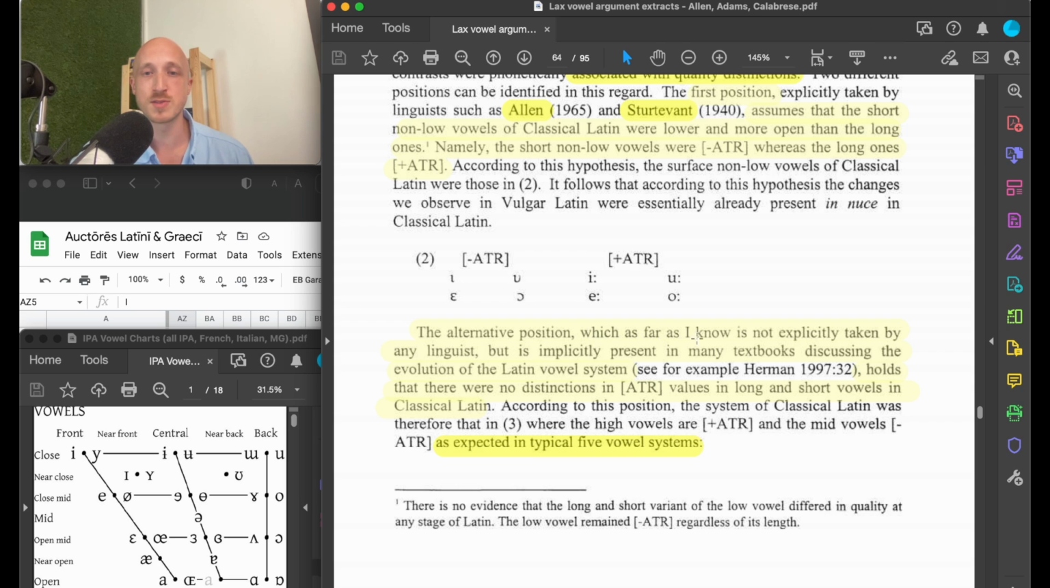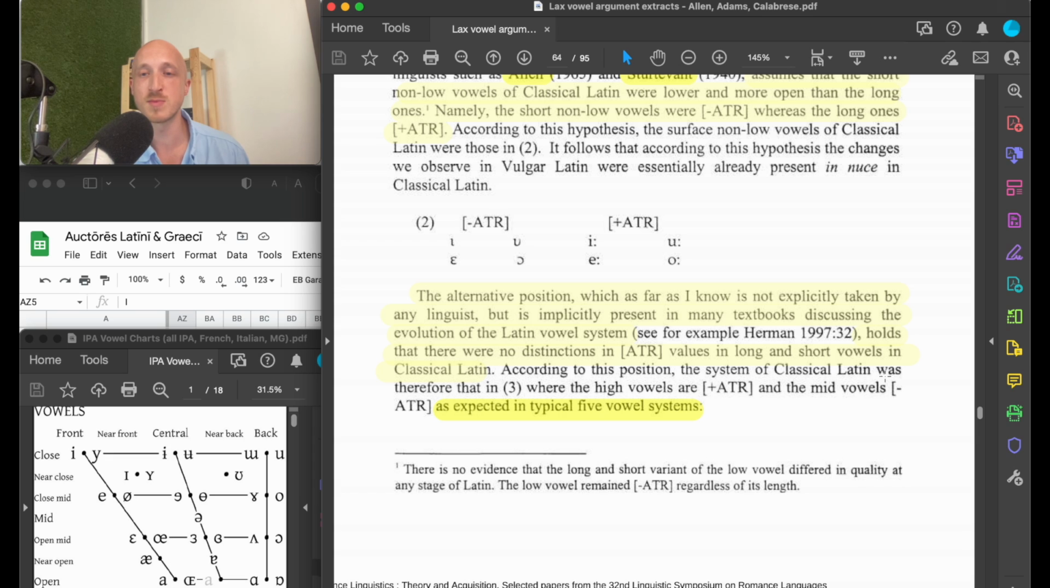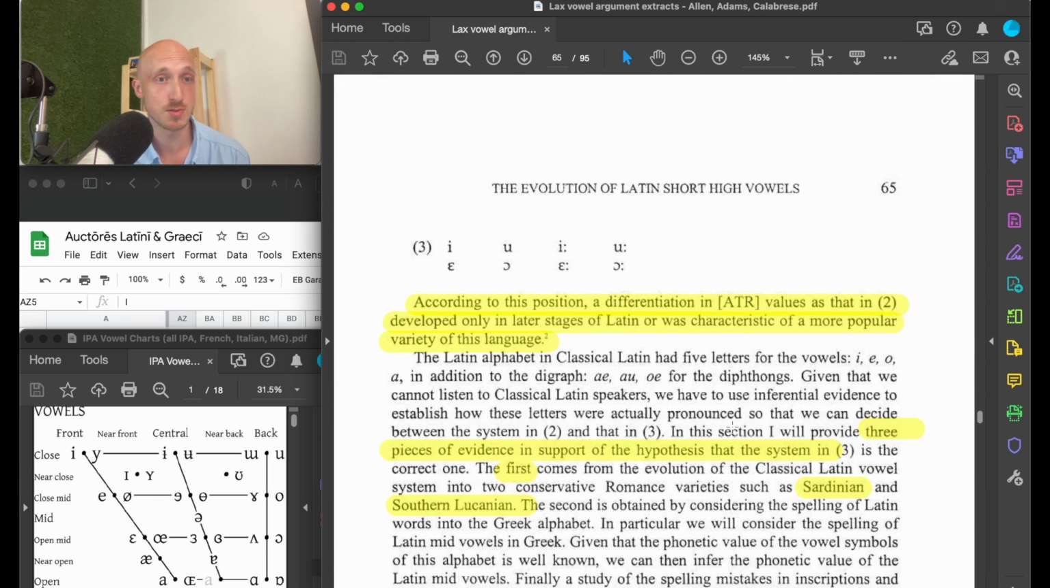The alternative position, which, as far as I know, this is Calabrese speaking, is not explicitly taken by any linguist, but is implicitly present in many textbooks discussing the evolution of the Latin vowel system. And it holds that there were no distinctions in ATR values in long and short vowels in classical Latin. According to this position, the system of classical Latin was therefore where the high vowels were positive ATR and the mid vowels were negative ATR, as expected in a typical 5-vowel system, like, say, modern Greek or Spanish. So the a, short a, long a, short i, long i, short u, long u, short e, long e, short o, long o.